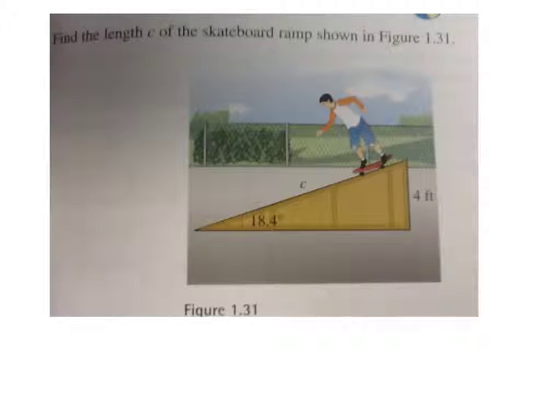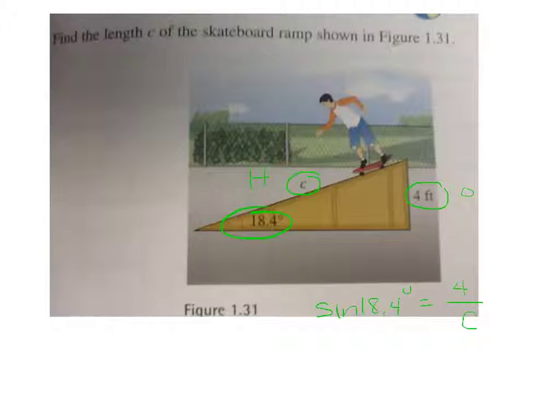One last problem. Here they just graphed out our triangle for us already and asked us to find one of the sides. So here's my angle. My side that I know is the opposite side. The other side is my hypotenuse. So opposite and hypotenuse is sine. So we're looking at sine of 18.4 degrees equals the opposite 4 over my hypotenuse C. Oh, this is going to be an interesting one.